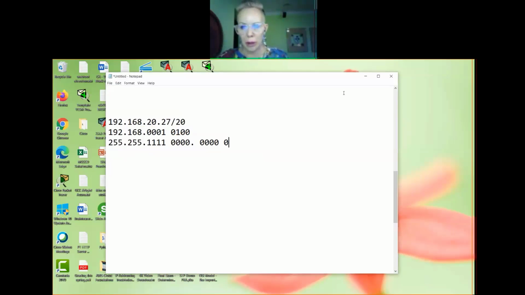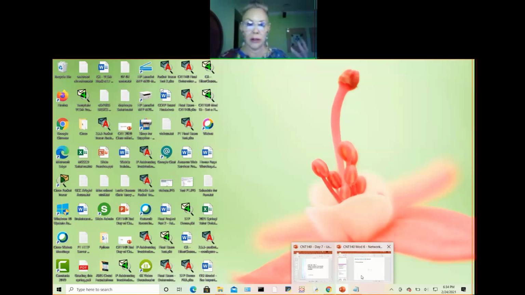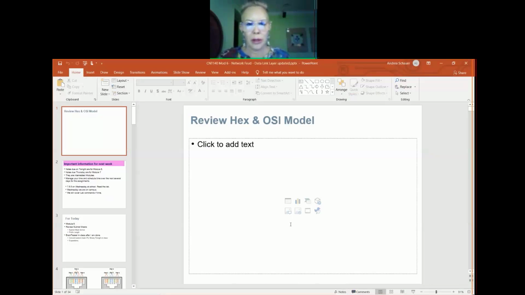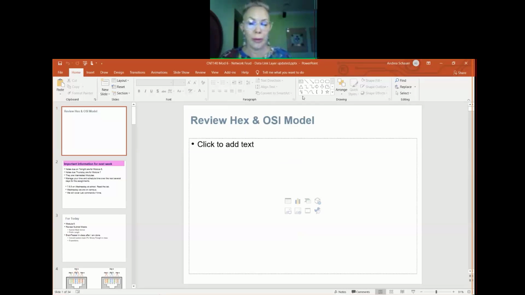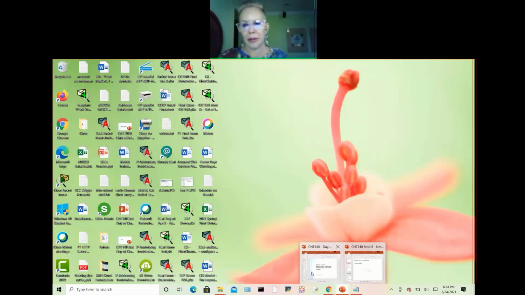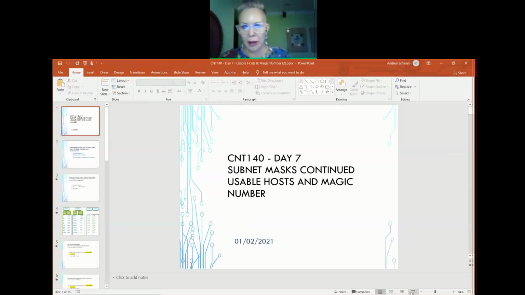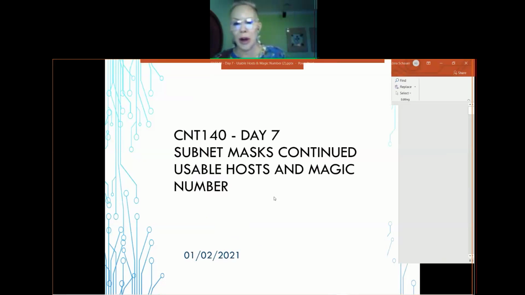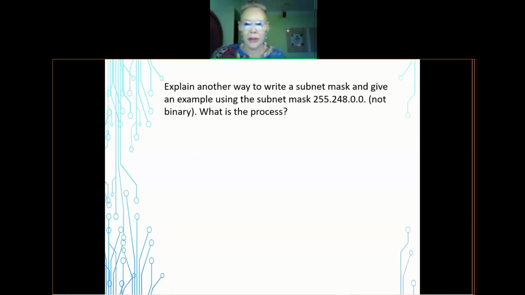Okay, so let's do, actually, I think I have some samples that we can do in the presentation, because today we're going to dig a little deeper. We're going to go deeper and we're going to learn about the host bits. So we've spent a lot of time working with network bits. Now we're going to start talking about the host bits.